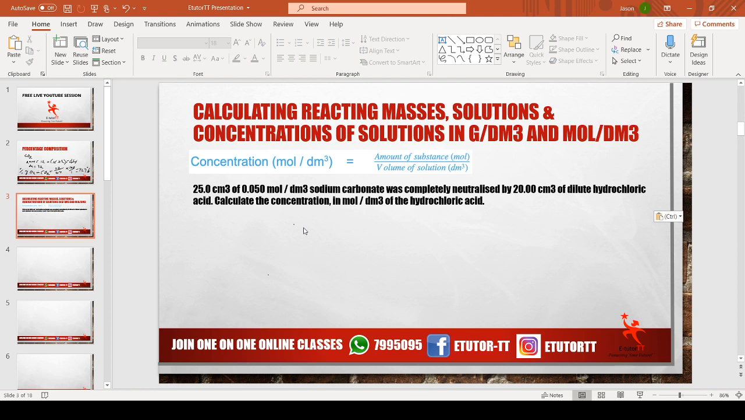So we have 25 cm cube of 0.05 moles per dm cube sodium carbonate completely neutralized by 20 cm cube of dilute hydrochloric acid. Calculate the concentration of the dilute hydrochloric acid. Now this gets a little trickier. This is moles and equations now, so you're going to do the equation. So the first step, step 1.